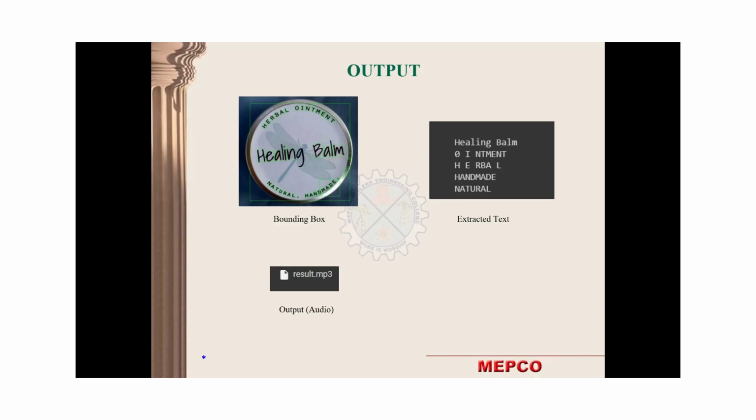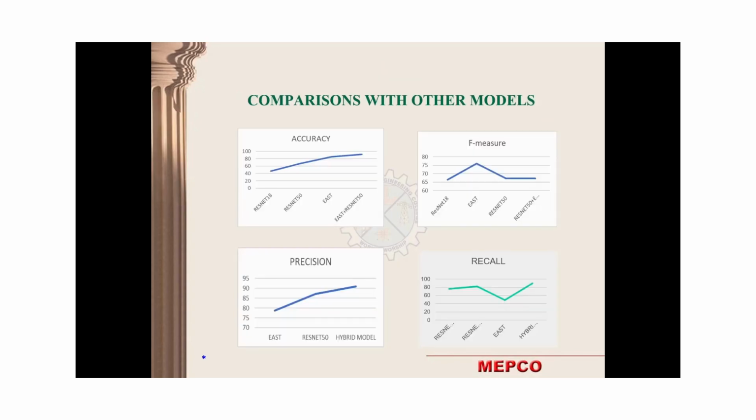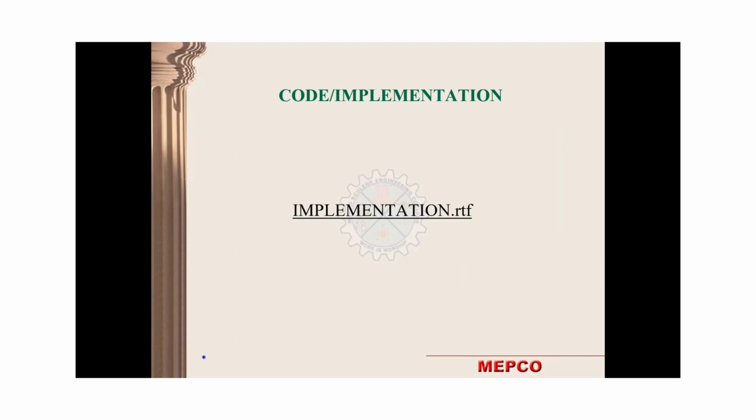Here it has detected the text even though it is in a different orientation with different fonts, and the extracted text has been displayed. And result.mp3 is the output audio, which contains the extracted text converted to audio. Here come the comparisons with other models. Let us compare our model, that is EAST plus ResNet 50, with other models, and we have achieved an accuracy of about 90.5 percent. Then the code implementation, that is, we have implemented the code in Python programming on the Google Colab platform.